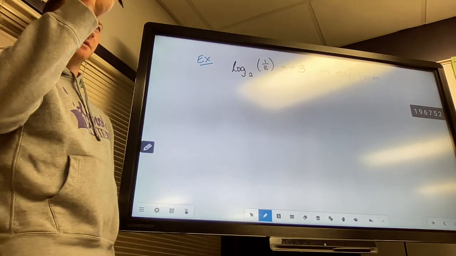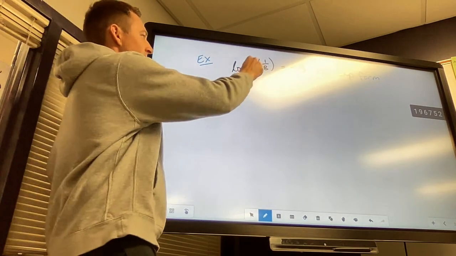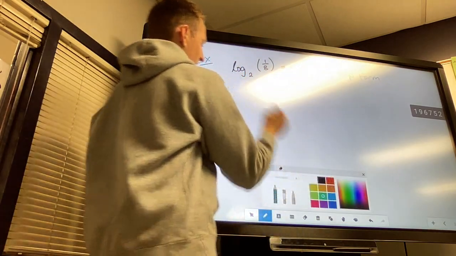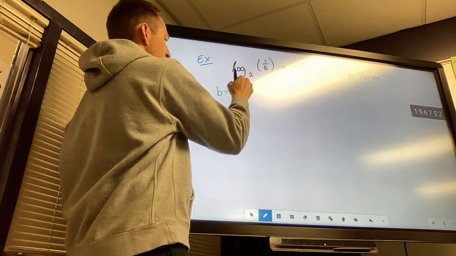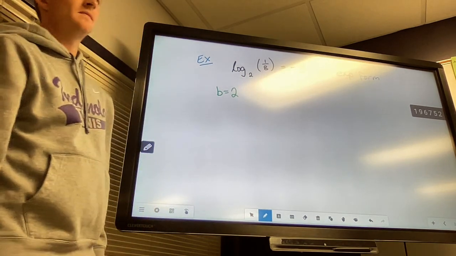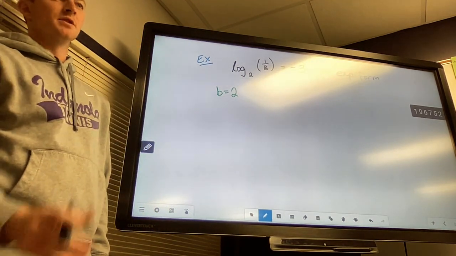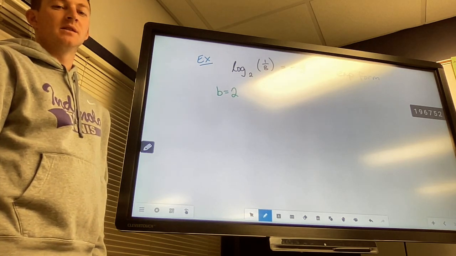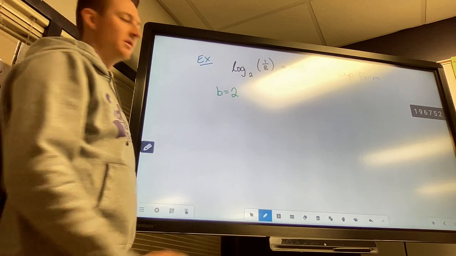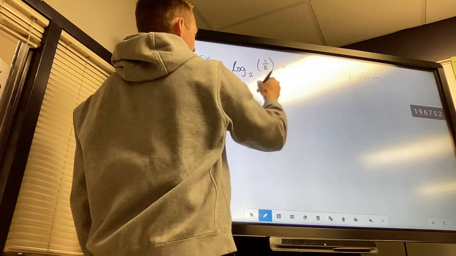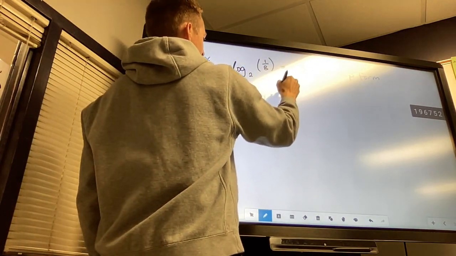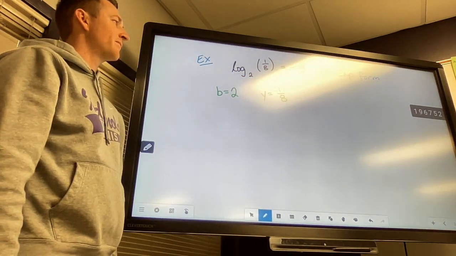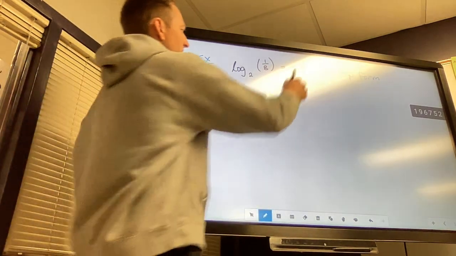Let's find our three numbers that we need. We know that this little number right here is b. So b equals 2. I'm just looking back at the skeletons of the very first notes that we took. So the little b is 2. The y is going to be that number in parentheses. So y is 1 over 8. And then x is the number at the end.